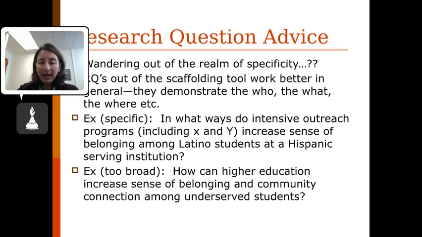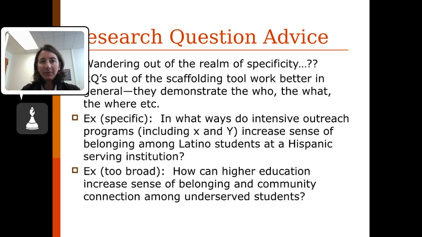And I really, again, recommend you use that scaffolding tool that we talked about in class, where it had the who, the what, what you're interested in and so forth, where, all of that, because those really seem to generate some very specific research questions. So I want to give you a couple of examples. A specific example: in what ways do intensive outreach programs, including X and Y, so name the programs, increase a sense of belonging among Latino students at a Hispanic serving institution?